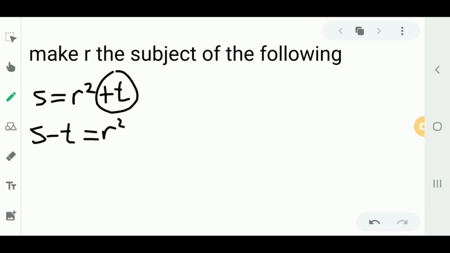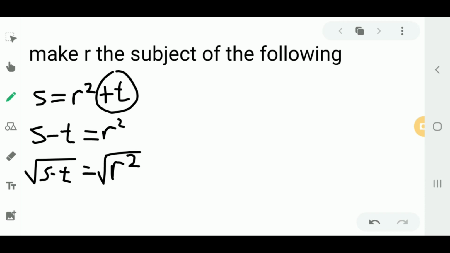Now we only want R, not R squared. So how we get R by itself, once it's squared, we have to find the square root. So what this means is R squared, and then we find the square root. But again, anything you do to the right hand side, you have to do to the left hand side. So we have S minus T.